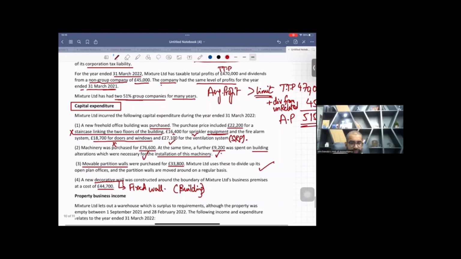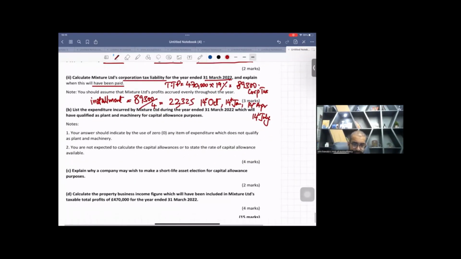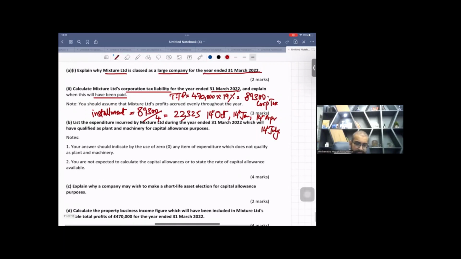Then read the requirement again. Easy. Explain. List the expenditure. See this B part: list the expenditure by Mixer Limited during the year ended, which will have qualified as plant and machinery for capital allowances purpose.